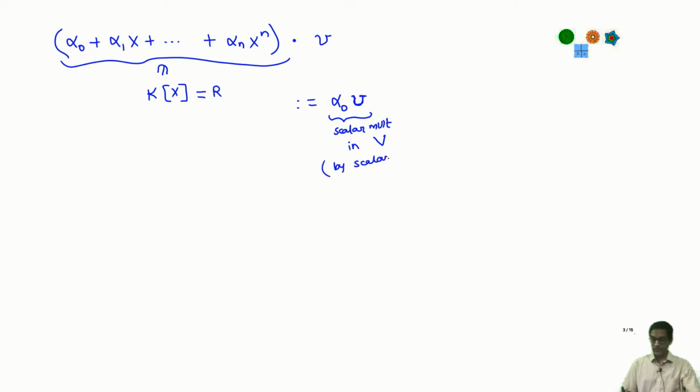scalars in k. So this is already given, right? I know that I started with a k vector space V. So this alpha naught v is just the usual scalar multiplication of v with alpha naught.